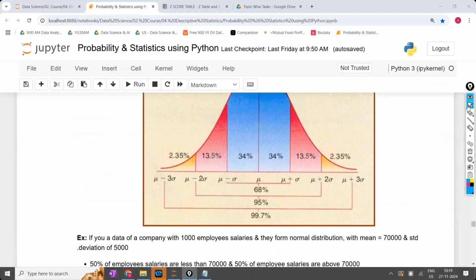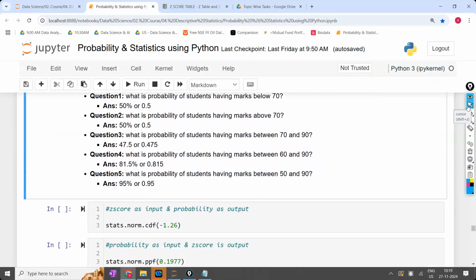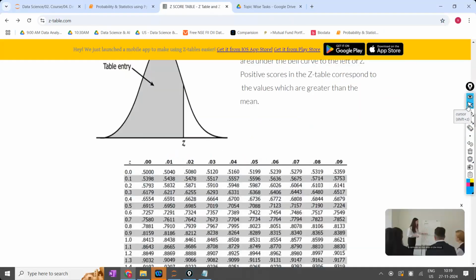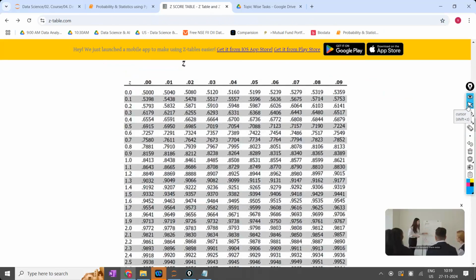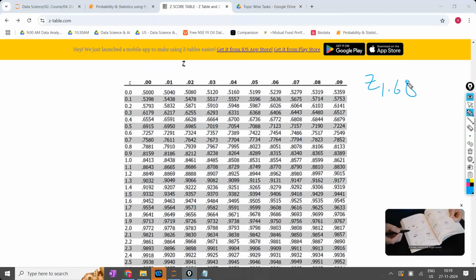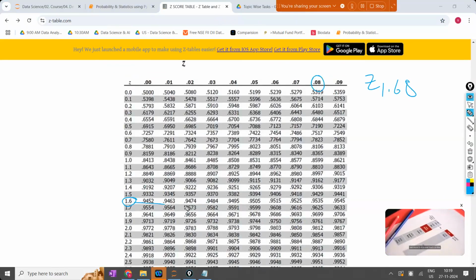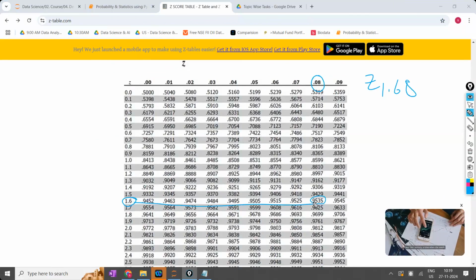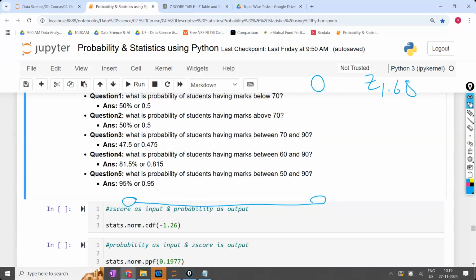Now, okay, sir, everything is done. Now first show us how to calculate using Python. Using Python, you are going to calculate the Z values from the Z table. Now tell me any Z value here. Let us take some Z value as 1.68. For 1.68, what is the probability value, guys? First, 1.6 you will get here, 8 is here. So this one, that is 0.9535. Right?